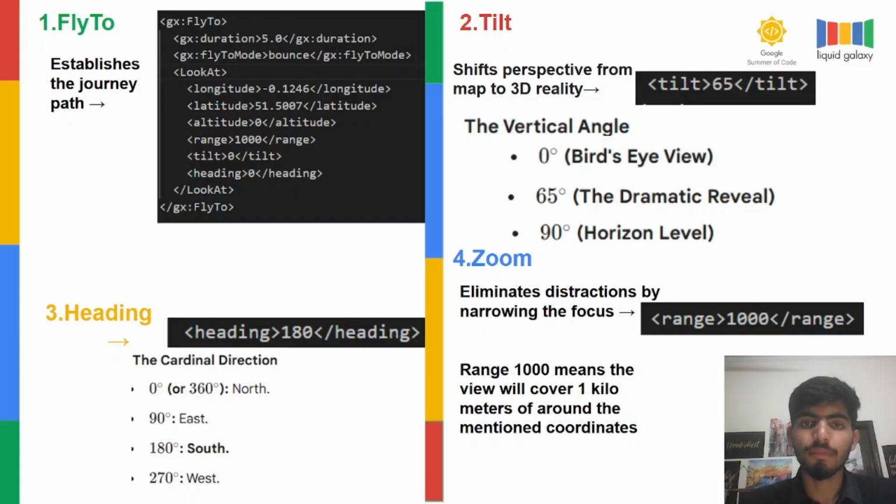The last movement is zoom. Zoom is basically the range which we will be covering. It eliminates distraction. Here the range passed is a thousand, which is in meters. So here a thousand is passed, so it will be covering around 1 kilometer of the area around the coordinate which we have passed. This is clearing the view of the user so that only the bounded area is visible to the user.